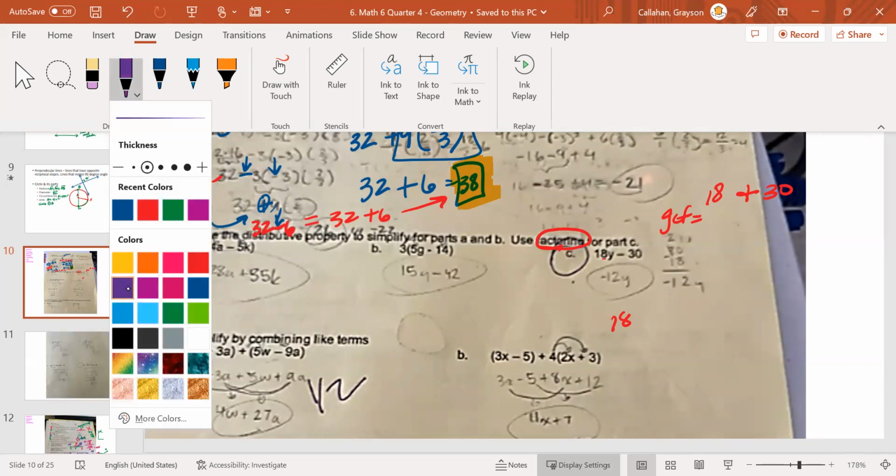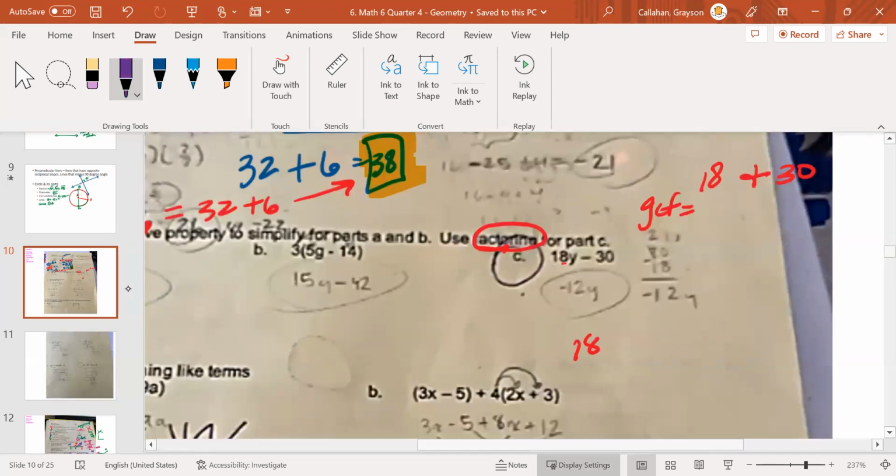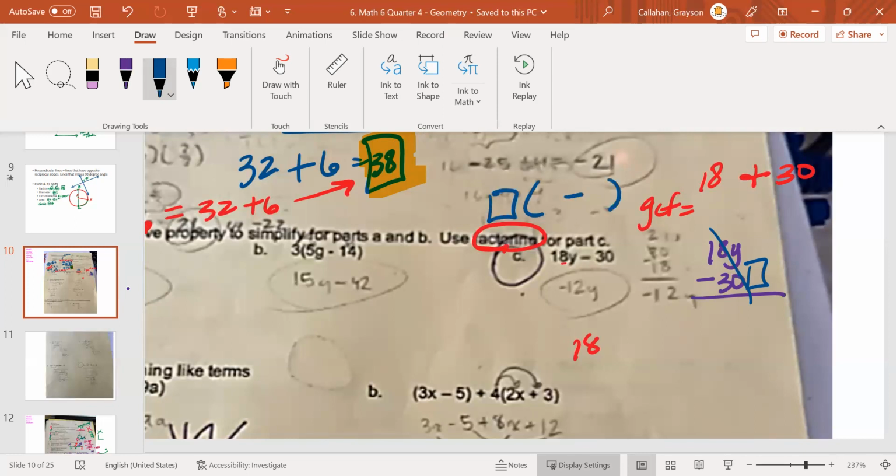What is it? How do you not get it incorrect? 18y minus 30, 18y, you cannot combine it with 30. That's a big no-no. This one does not have a y right here. It's not the same term. And it says factor for part C. Factor means you take something out and you put it in parentheses. Do you see that?